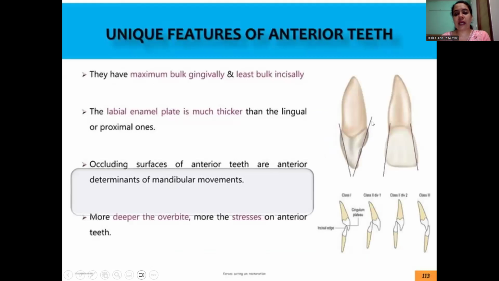Coming to the forces acting on anterior tooth. Now, what are the unique features of anterior teeth? Anterior teeth have the maximum bulk in the gingival area. So, this part of the anterior tooth is more bulky than the incisal area. Again, coming to the labial and lingual, labial enamel plate is much thicker than the lingual or the proximal ones. Also, occluding surfaces of the anterior teeth are determinants of the mandibular movements. So, the deeper the overbite, the more stress on the anterior tooth.